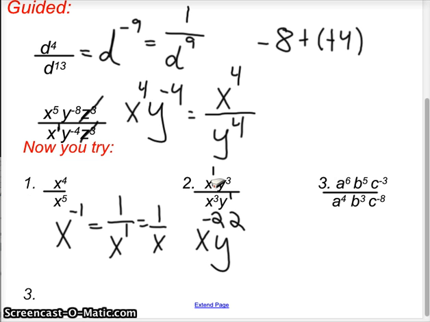Now again, we can't just leave a negative exponent. So what are we going to do? We're going to send the one with the negative exponent to the denominator so it can have a positive exponent. So the x needs to go down to the denominator. The y has a positive exponent, so it can stay in the numerator.